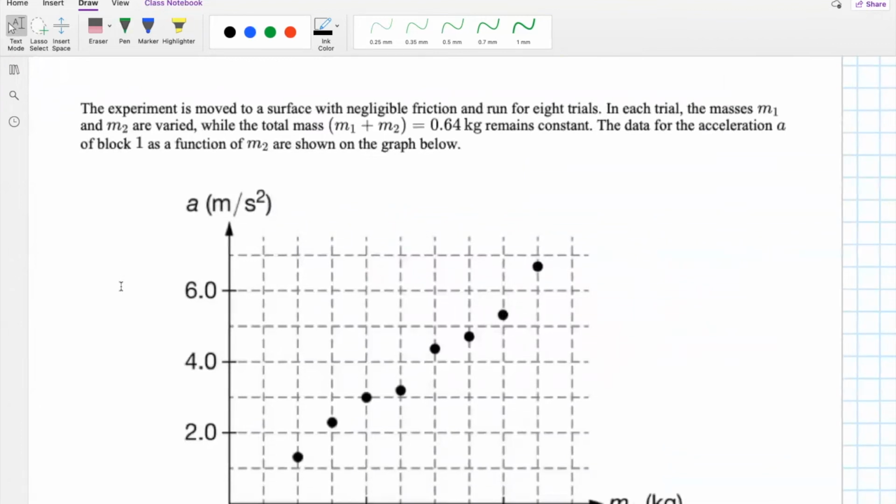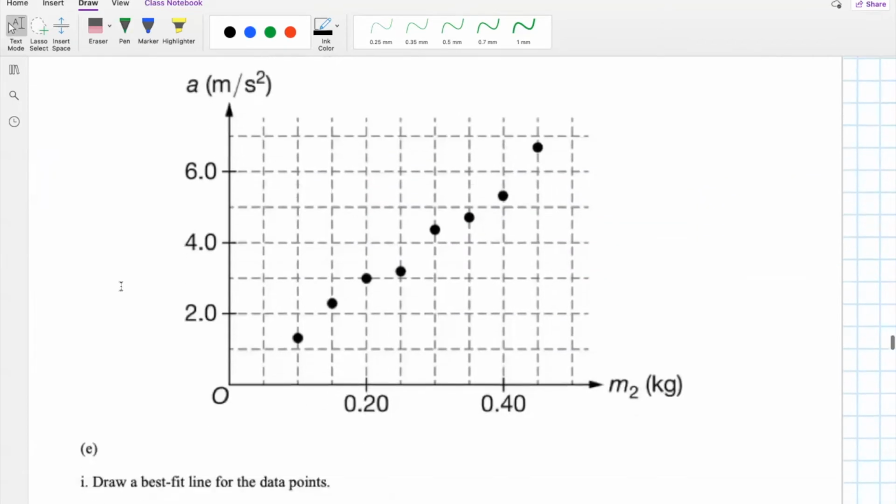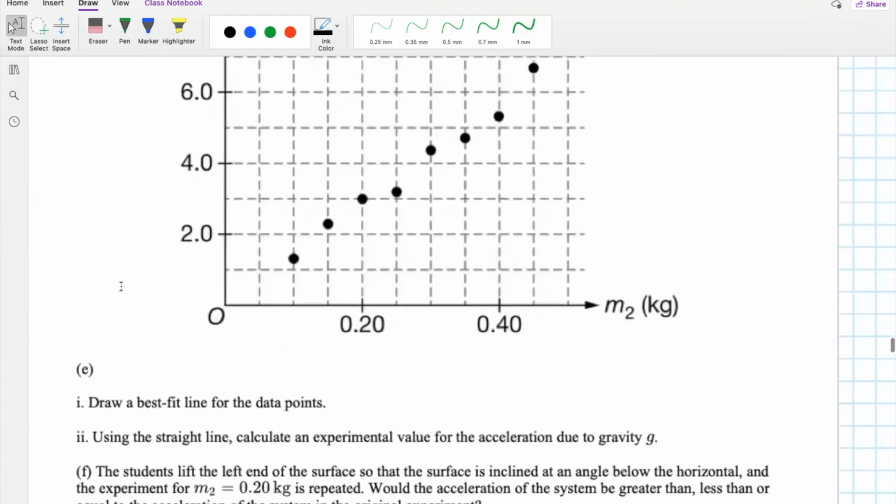The experiment is moved to a surface of negligible friction and run for 8 trials. In each trial, the masses of M1 and M2 are varied, while the total mass of the system, M1 plus M2, remains constant at 0.64. The data for the acceleration of block 1 as a function of M2 are shown in the graph below. Draw the best fit line for the data points.